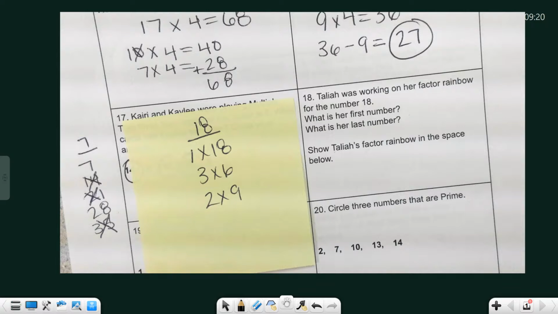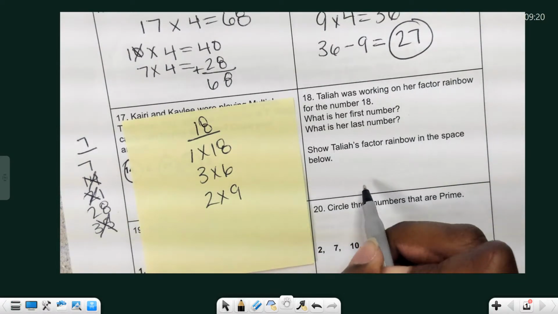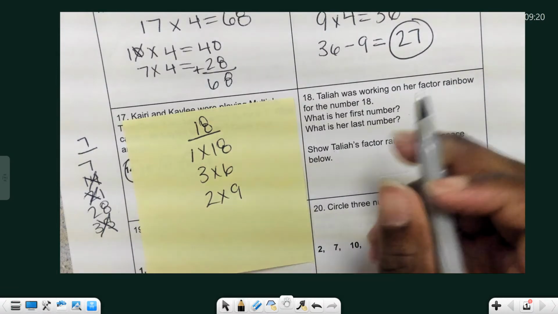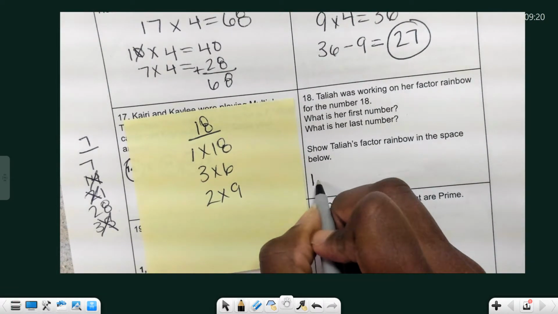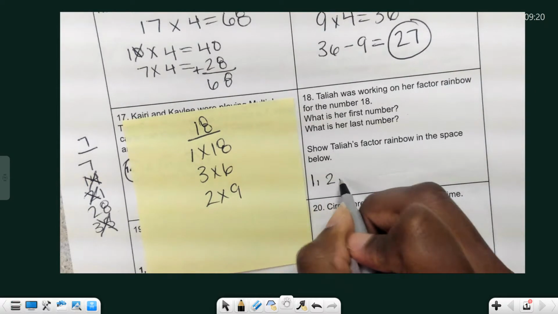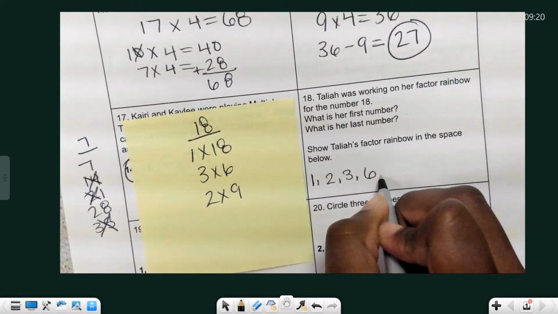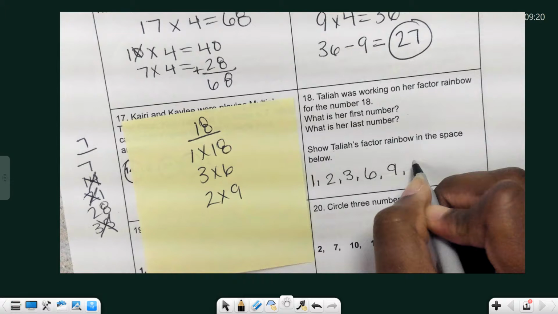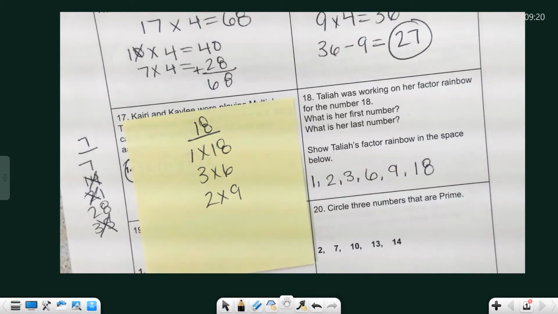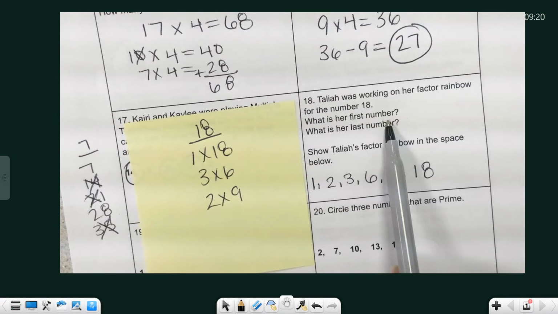Alright, so now we have to list this in order from least to greatest, and I'm going to go ahead and put it here so we can do our factor rainbow after that. So we have 1, 2, 3, 6, 9, 18. Now, remember your first 2 questions. What is her first number?